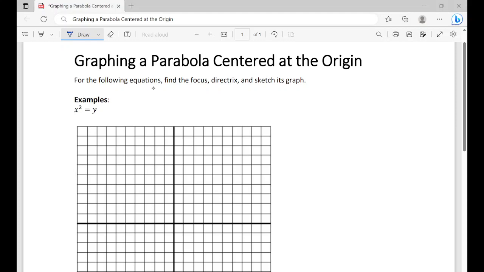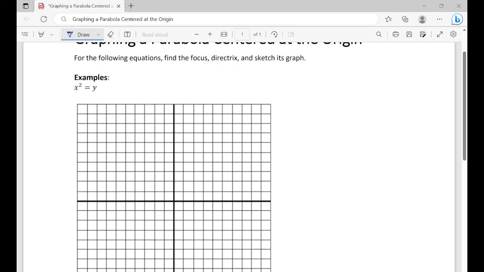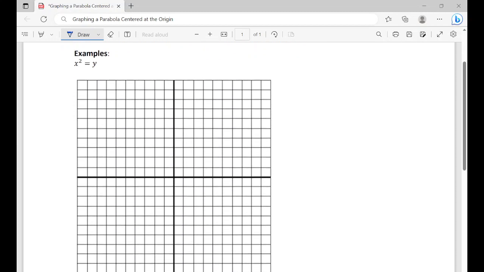For the following equations, we're going to find the focus, directrix, and then sketch its graph. So our first parabola, x squared equals y, is a vertical parabola because it is x squared. Simple as that to know. So let's start off with finding its focus and its directrix.